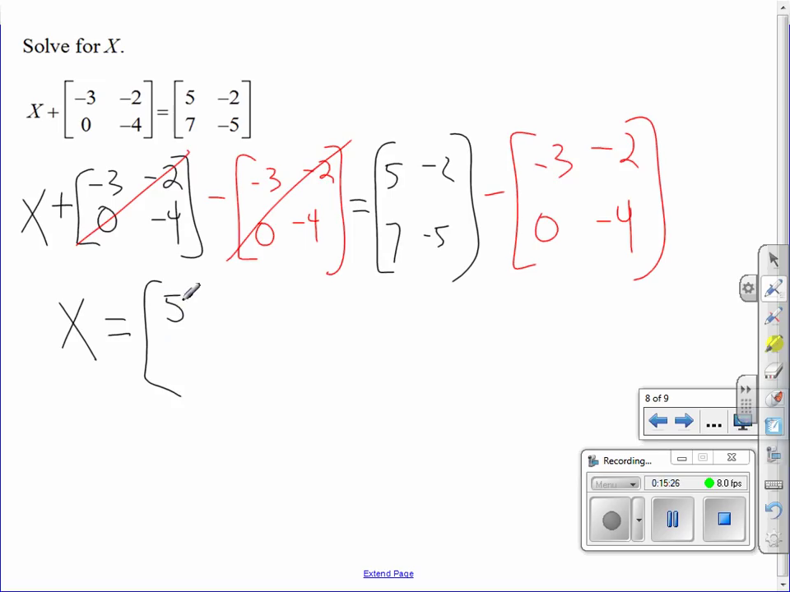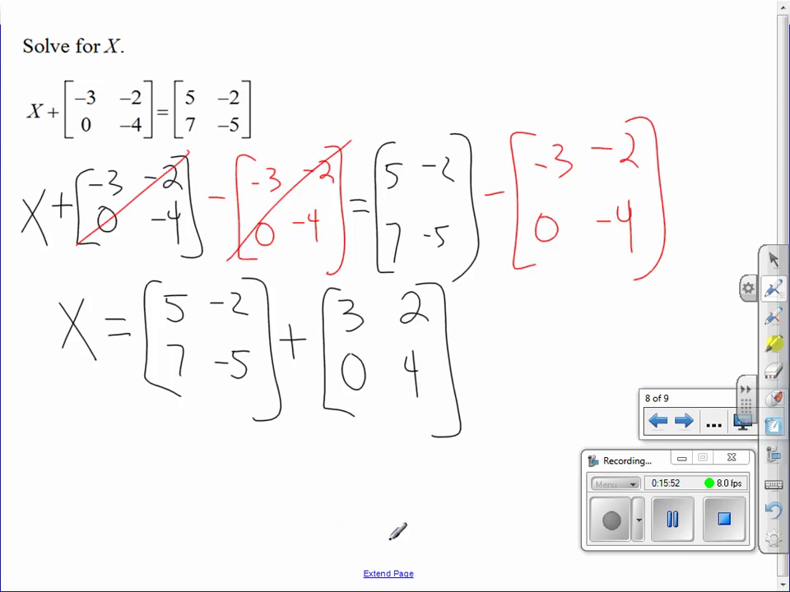I'm going to have 5, 7. I'm going to have negative 2, negative 5. I'm going to flip my minus to plus. And then I'm going to change everything that follows. Sign. Negative 3 becomes positive 3. 0 stays 0. Negative 2, positive 2. Negative 4 becomes 4. And now I'm just going to add corresponding elements together.